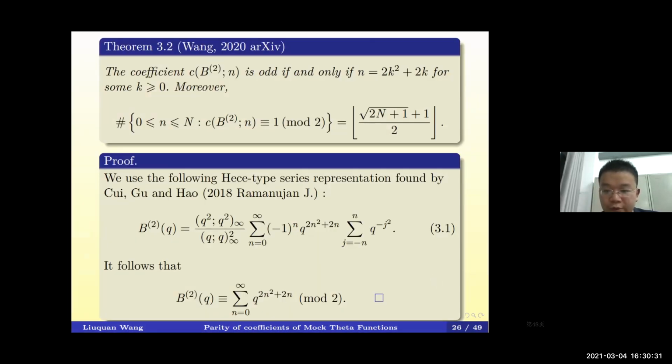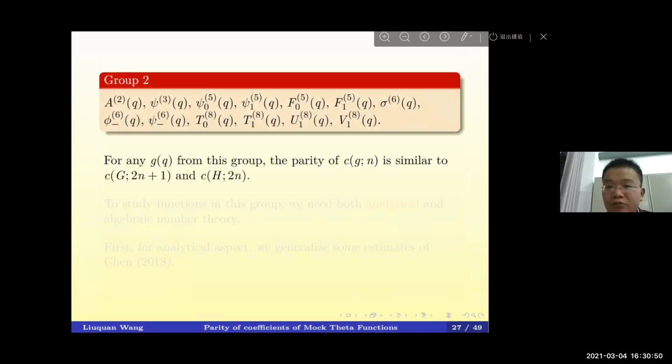a simplified version of this function. So b of q is congruent to this theta series modulo 2, and then we get the above theorem. So the parity of functions in group 1 is very easy. And then let's look at group 2.